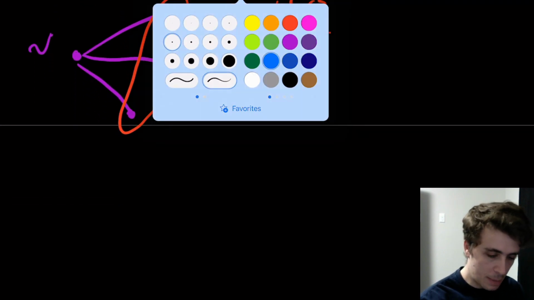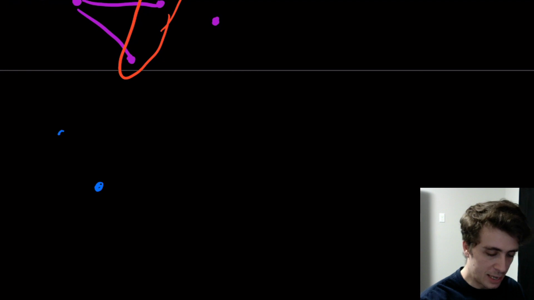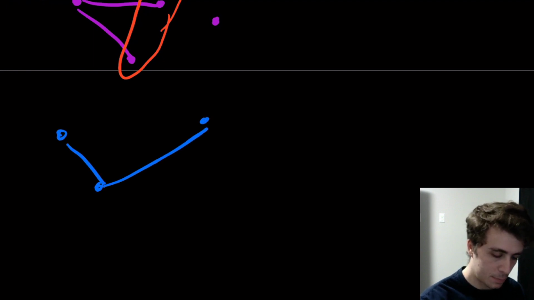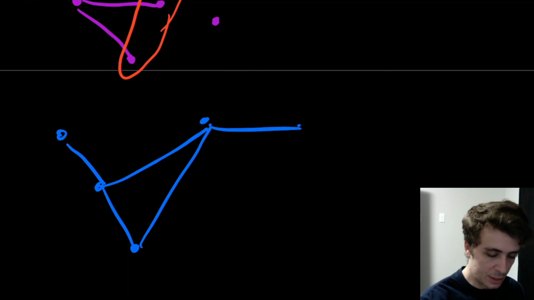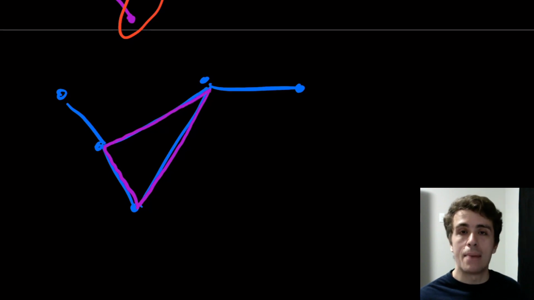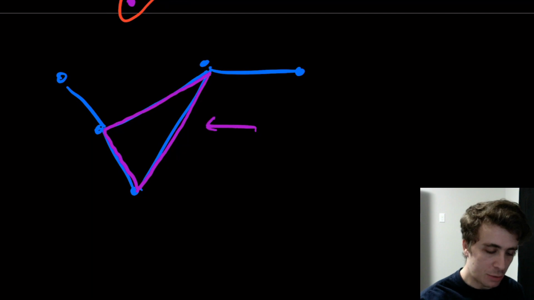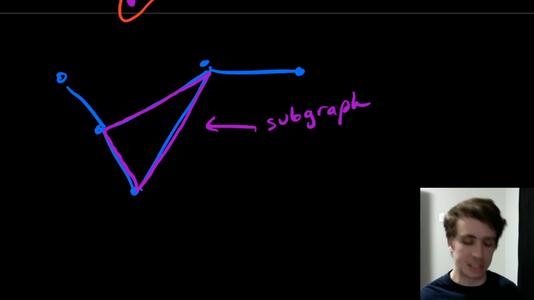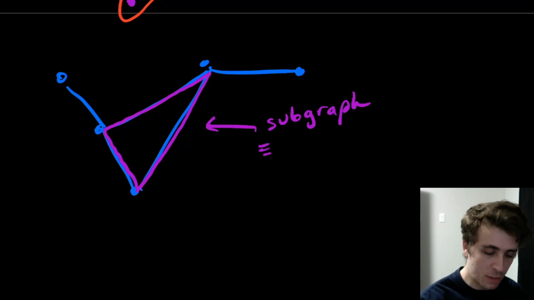So let's talk about a whole graph. Let's just say I have some graph. I'm making it up. If I look at, say, this part right here, I'm taking a subset of the edges. I'm not necessarily taking all of them, but I'm taking some of them. So this right here is what is called a subgraph. A subgraph is just equivalent to saying a subset of the edges.